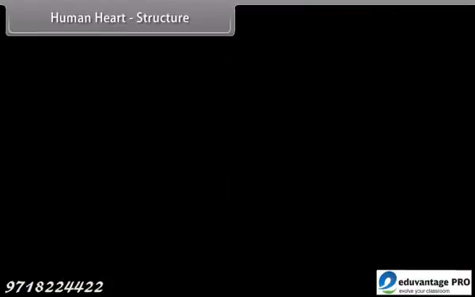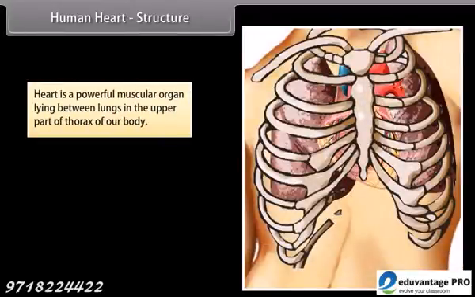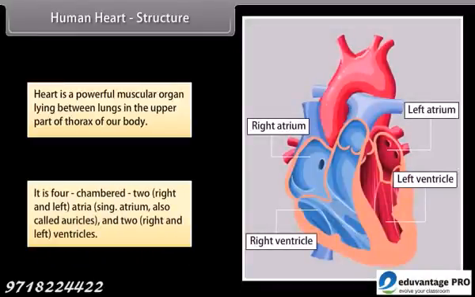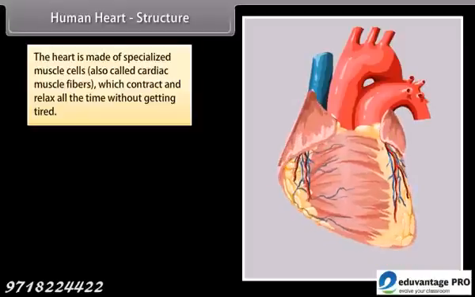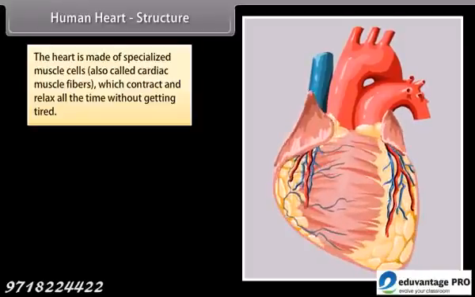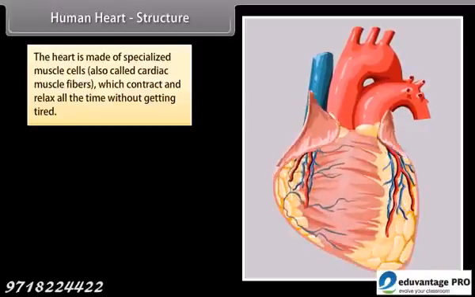Human heart. Structure. Heart is a powerful muscular organ lying between lungs in the upper part of thorax of our body. It is four-chambered: two right and left atria, atrium, also called auricles, and two right and left ventricles. The heart is made of specialized muscle cells, also called cardiac muscle fibers, which contract and relax all the time without getting tired.